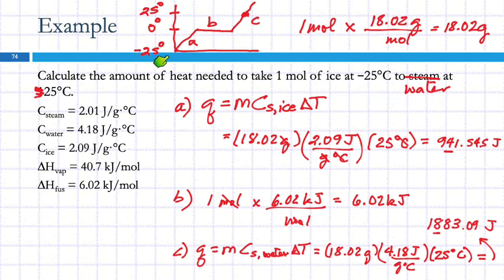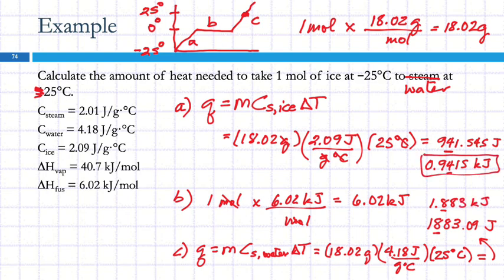So we just calculated the amount of heat needed to get from here to here, from here to here, and from here up to there. Now we're going to add them together. But we need to be a little bit careful because this one is in kilojoules. So let's convert these guys to kilojoules. You do that by dividing by 1,000. So this is going to be 0.9415 kilojoules. And this is going to be 1.883 kilojoules.